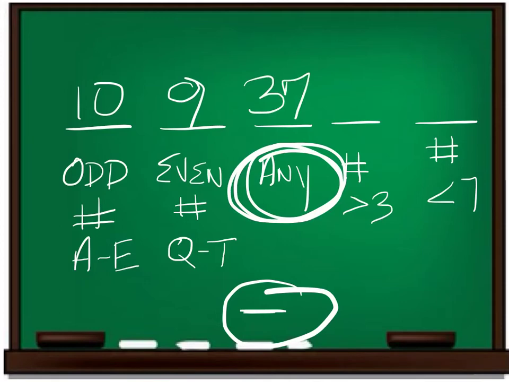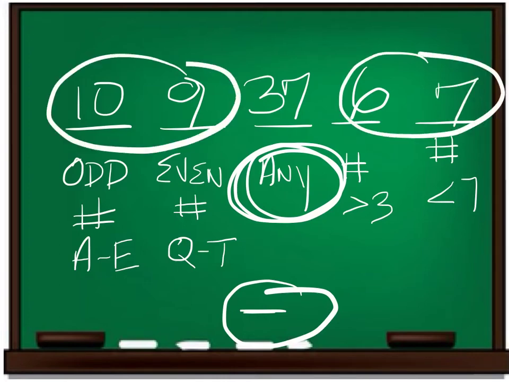And for greater than 3, how many numbers are greater than 3? 6. How many are less than 7? 7. Now you can do 42 times 90, and then multiply by 37.